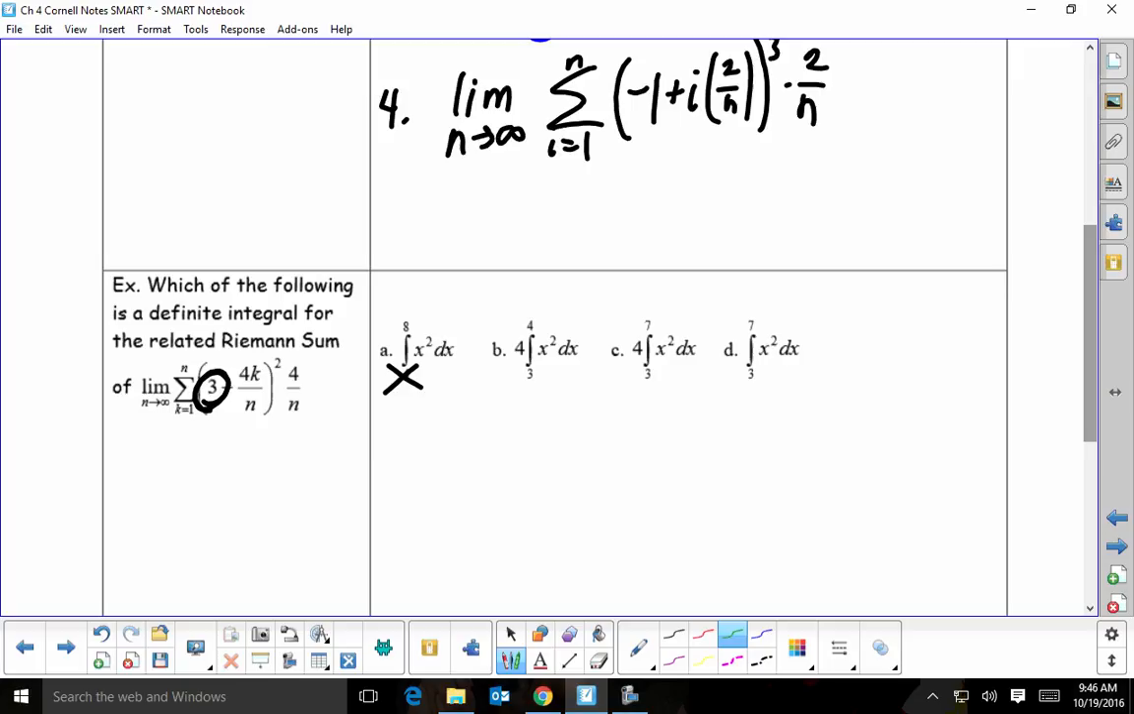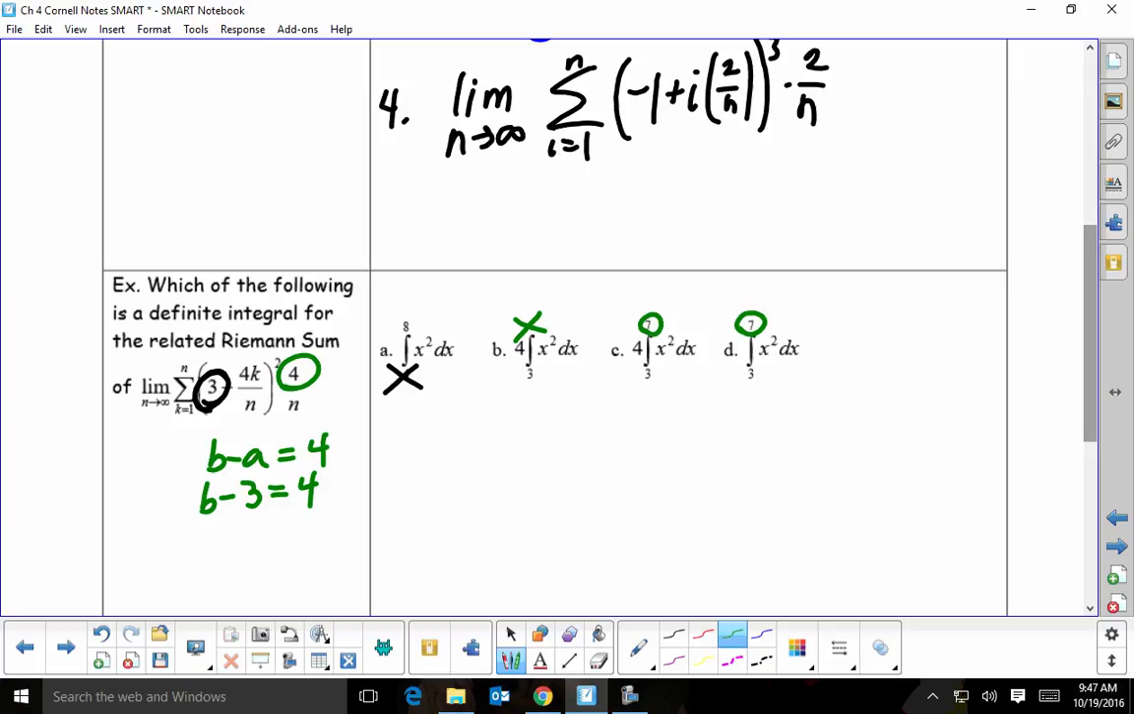What about this right here? From the 4 over n. Okay, so I know that B minus A has to equal that 4. And we already know our A. So what's our B have to be? 7. Okay. So I can get rid of that guy.